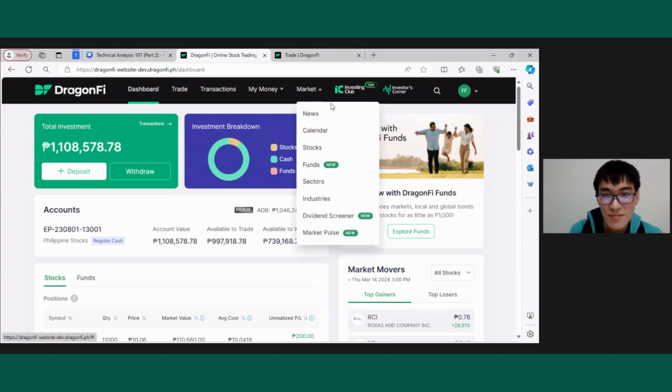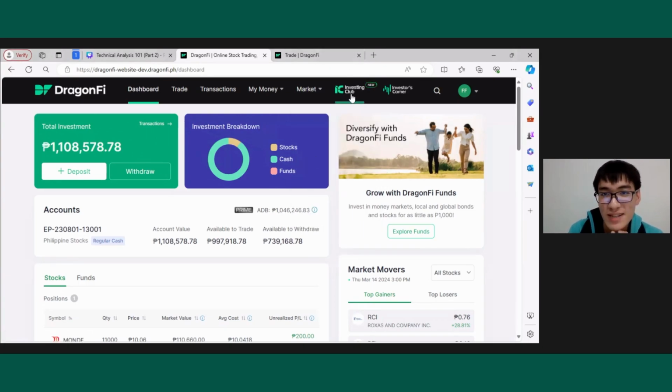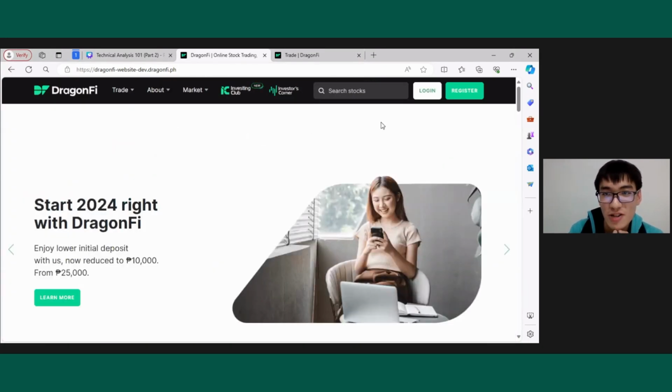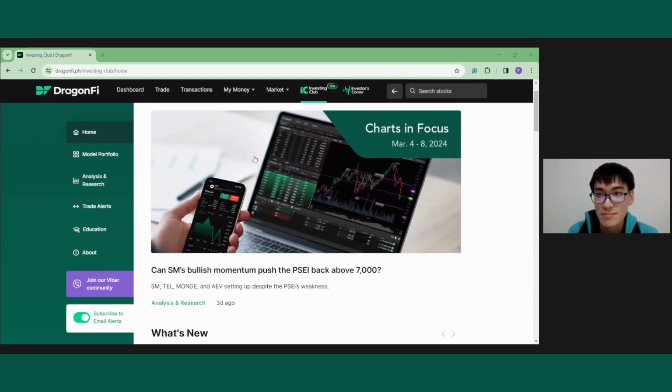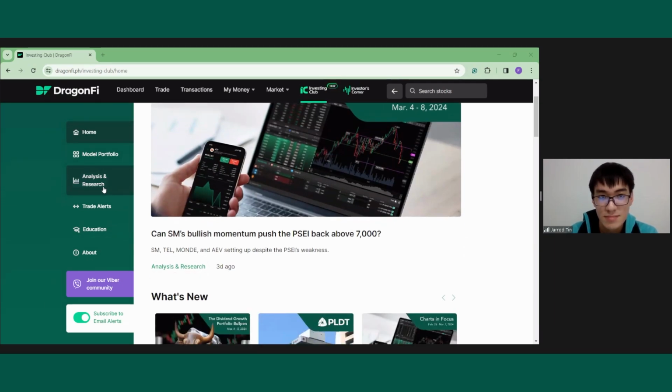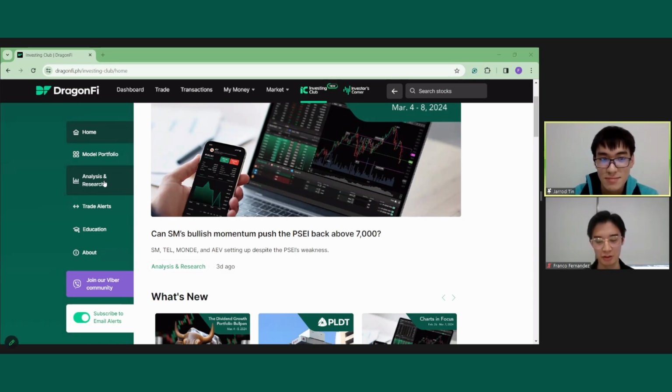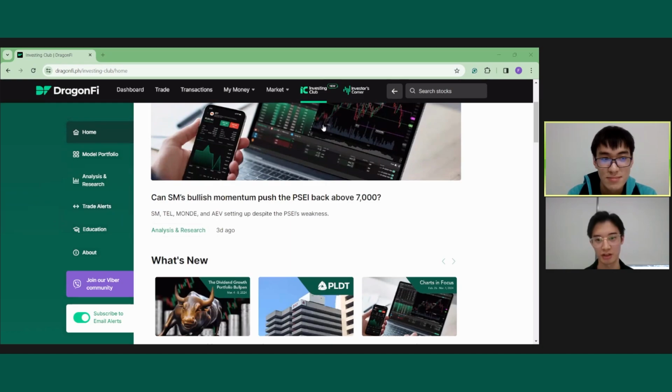Okay, so here we have an example, the Investing Club. As I mentioned earlier, we have the Investing Club and the Investors Corner. With the Investing Club, that's where we hold our model portfolio, and we have our specialized research and analysis for various stocks and news updates, basically anything related to the market and what we hold in our portfolio. We also have our trade alerts.